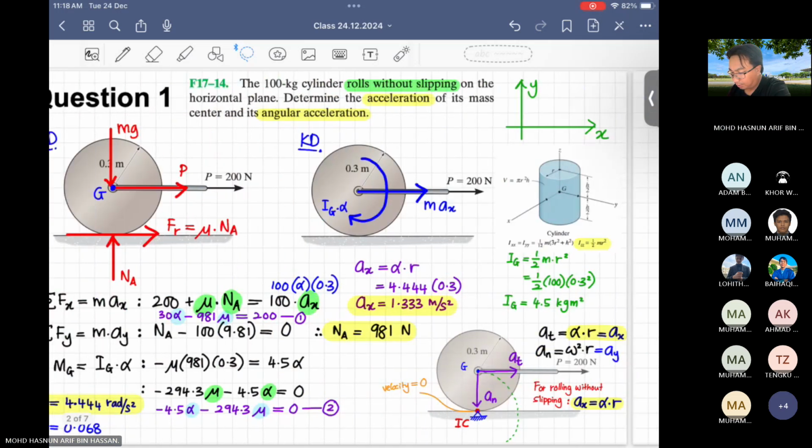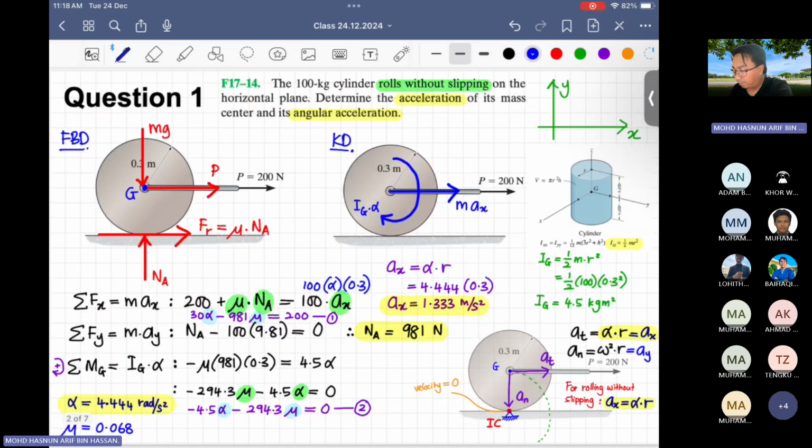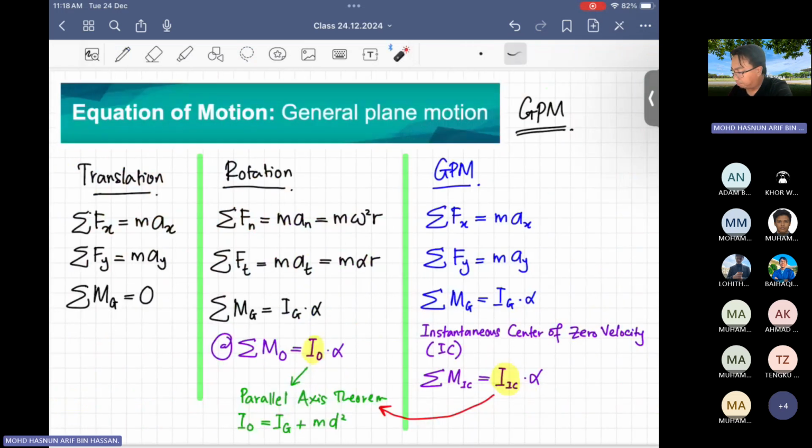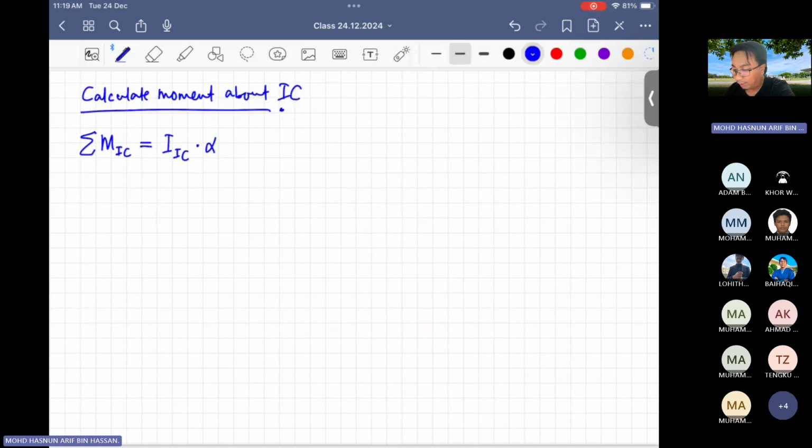Okay, so if we calculate moment about IC, the equation will be MIC equals IIC times alpha. I just want to show you this equation here. We did the calculation of moment about G. I've said earlier in the class that for general plane motion, we can also calculate moment about IC, which is MIC equals IIC times alpha. So let's try to do that just to see how we can get the value of alpha straight away, without having to do simulation.